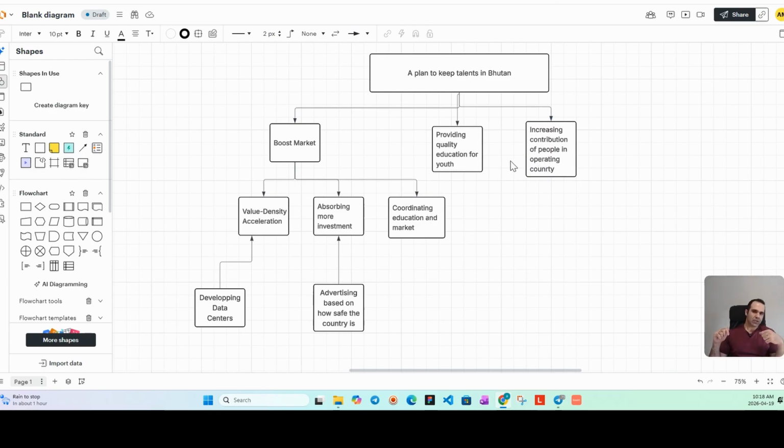of people in operating country, we try to make the environment a better place to live for those people. So they are living in that environment, they are working in that environment, and they can change the environment to what they want. So in this case, we can keep talents in Bhutan.